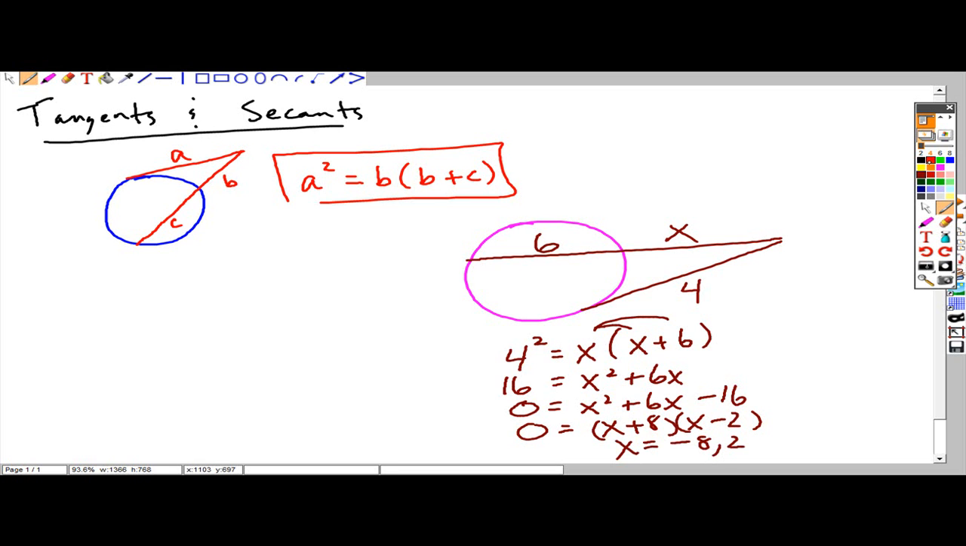positive 2. Well, since your x value is a distance, it can't be a negative number, so our answer winds up being 2. And we can verify that if we plug it in. 2 times the whole length 8, test to see, is that equal to the tangent squared? And when you compare these, 16 does in fact equal 16, so it checks your solution.